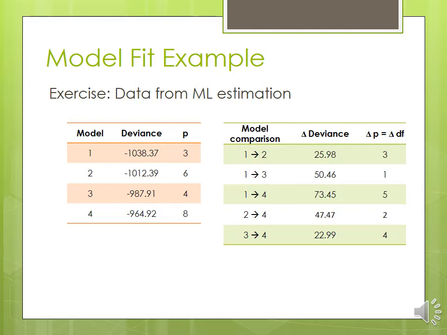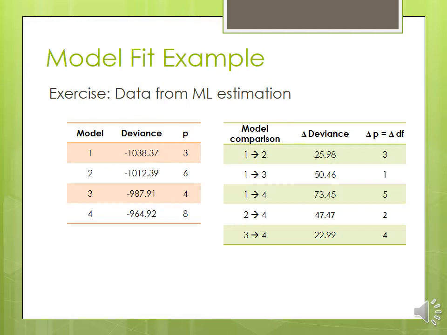The difference in parameters, which is the same as the difference in degrees of freedom, is 3 because we're going from 3 to 6. So 6 minus 3 equals 3. I'm going to walk through one more example, from model 3 to 4, the very last one. 987.91 minus 964.92 is 22.99. And we're going from 4 to 8, which means there is a difference of 4 parameters. So those are the numbers that we now need to look up.